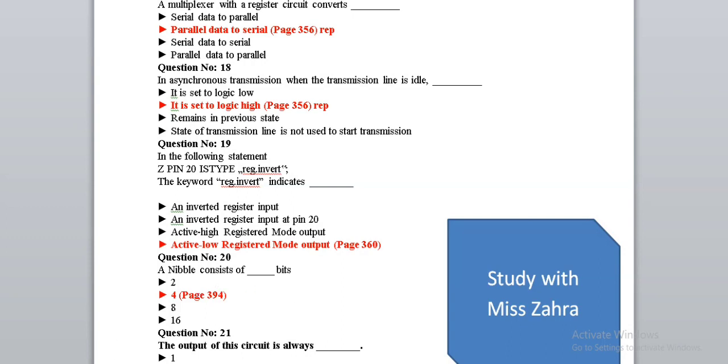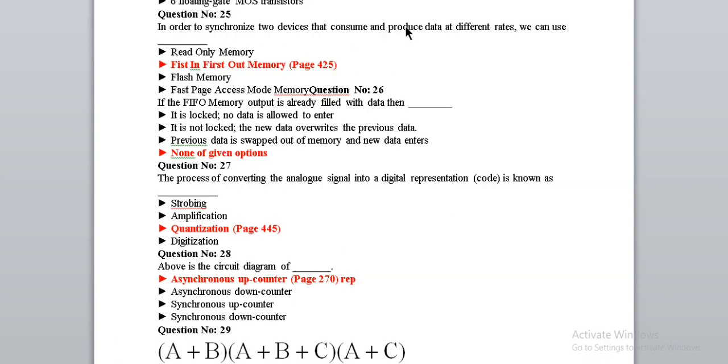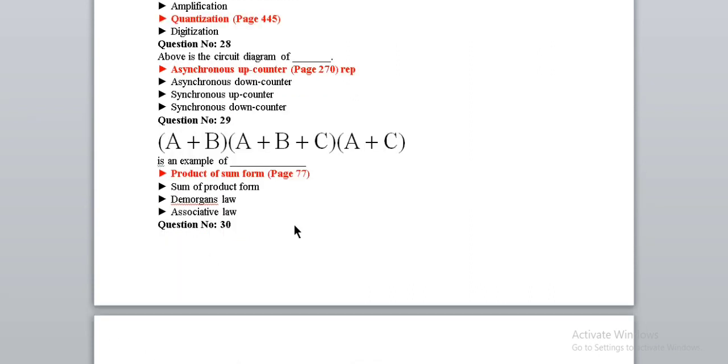In order to synchronize two devices that consume and produce data at different rates, we can use first in first out memory. If the FIFO memory is already filled with data, then none of the given options is correct. The process of converting the analog signal into a digital representation is known as quantization. Above is the circuit diagram called asynchronous. A plus B into A plus B plus C into A plus C is an example of product of sum. First we multiply and then we sum.